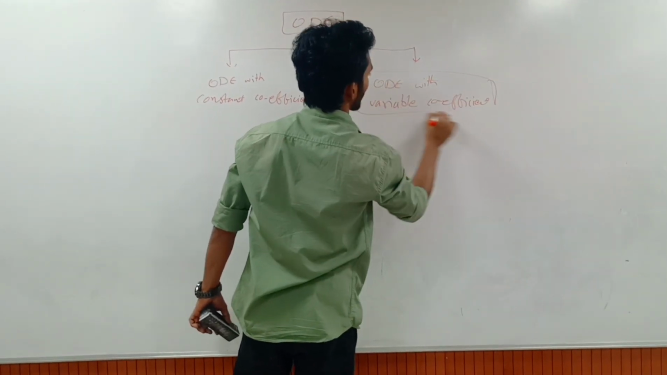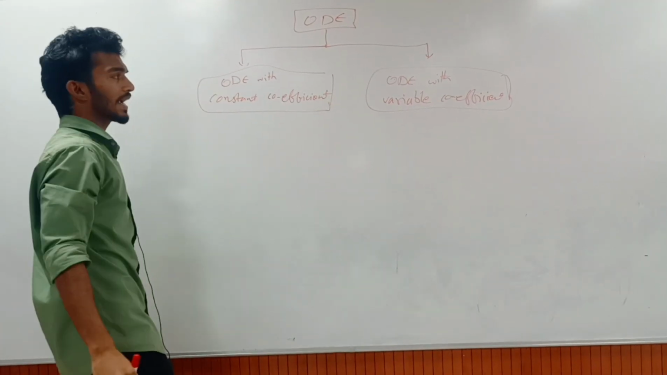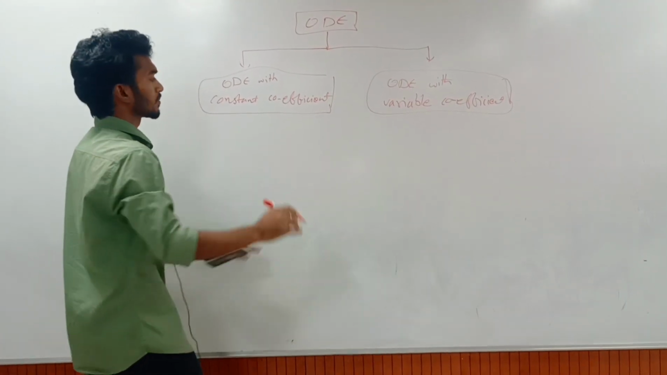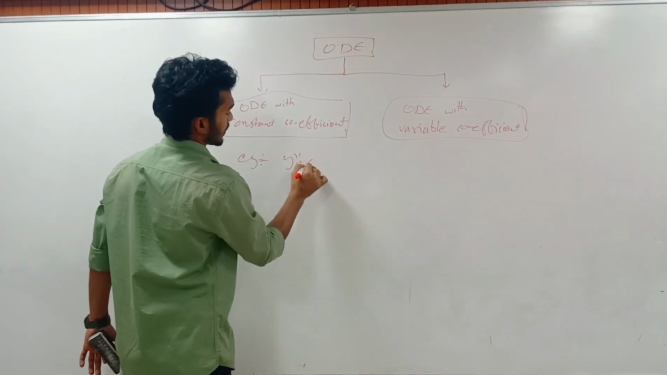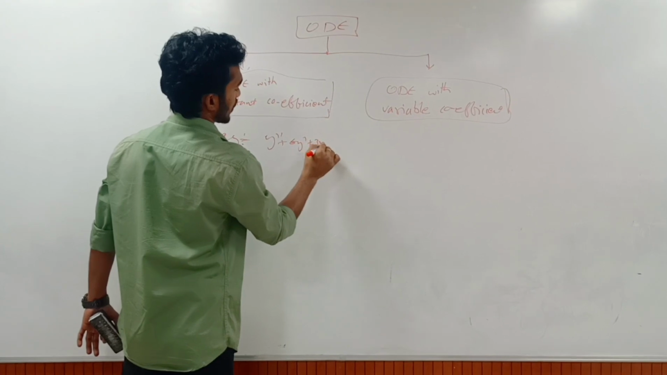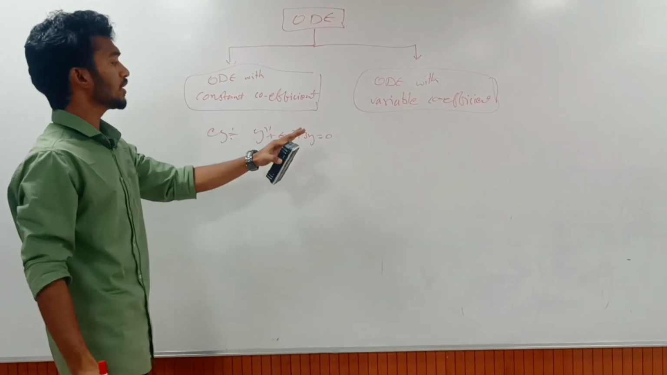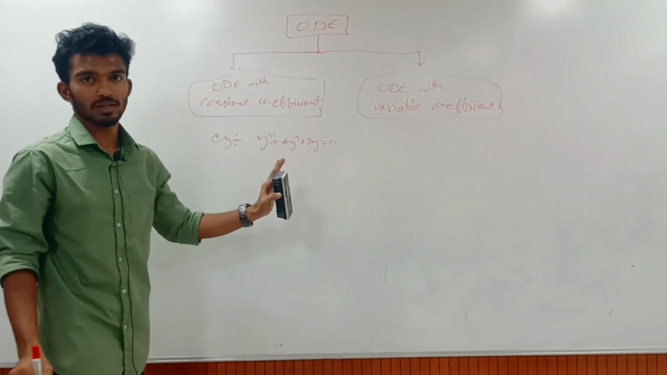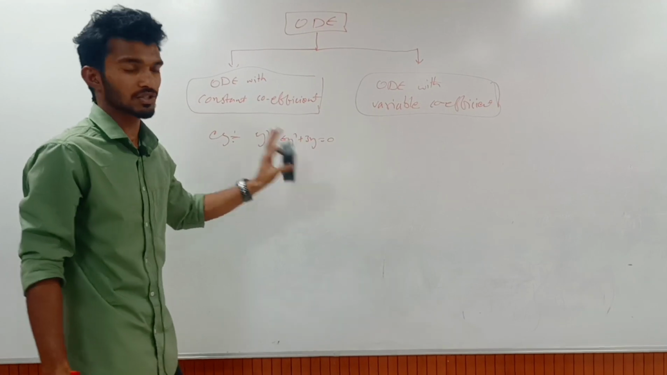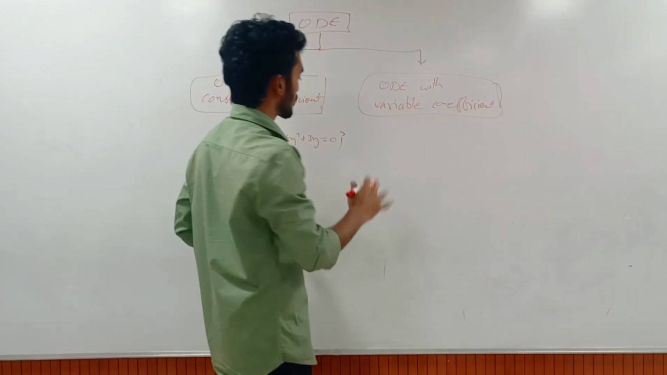By the term itself, we can realize the difference between an ordinary differential equation with constant coefficients and one with variable coefficients. I will give you an example. y'' + 6y' + 3y = 0 is an ordinary differential equation with constant coefficients because all the derivative terms are multiplied by constants. I mean the coefficients are all constants. So this is known as an ordinary differential equation with constant coefficients.